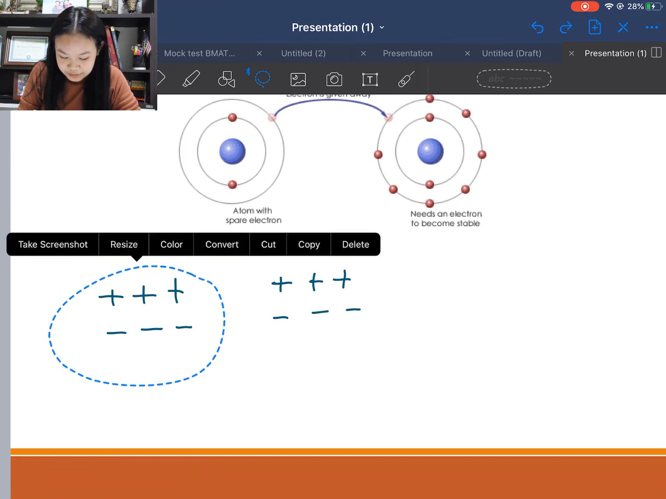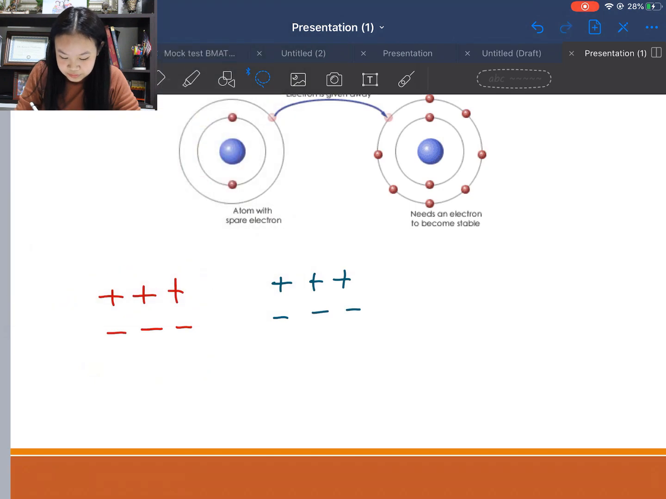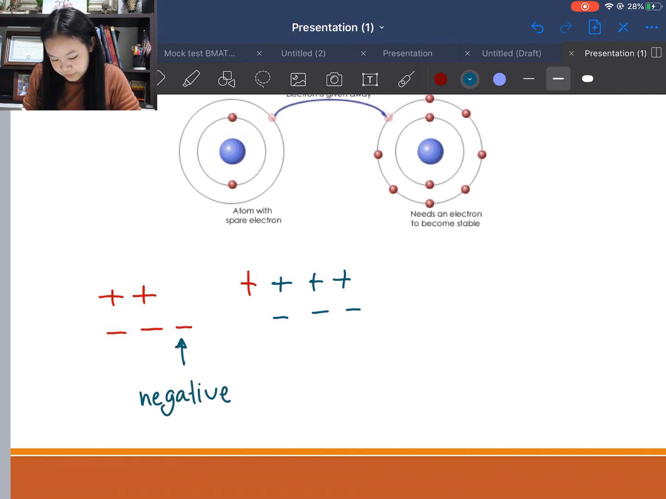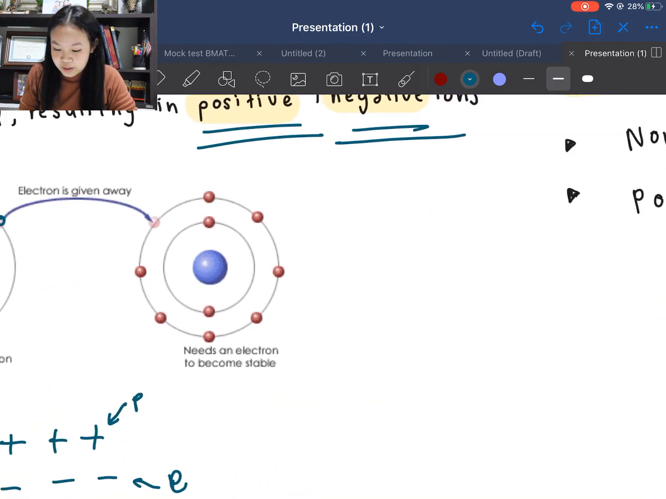So another one has an extra, well, another one wants it. What we have to do is take that positive and give it away. So this one will have more negative and show negative, while the one that received it will show positive because it has more protons coming. Proton, the positive; electron, the negative. Just to remind you again. Okay, so as you see, one extra, give it away.